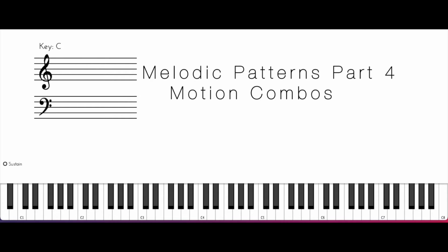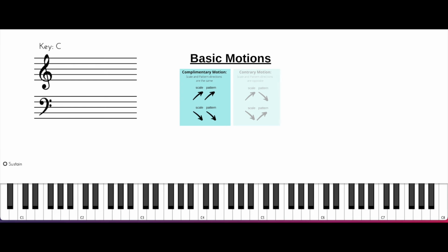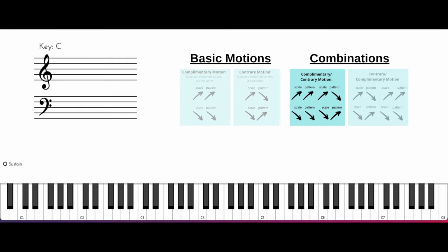Okay, so there's actually two more types of motions. I actually say that there's four ranges of motion, but the second two are combinations of the first two. So to review, our first two are complementary motion, where the scale and the pattern go in the same direction, and contrary, where the scale and the pattern go in opposite directions. Now, the next two types of motions we have are just combinations of those two. The first is complementary to contrary motion, and the second is contrary to complementary motion.